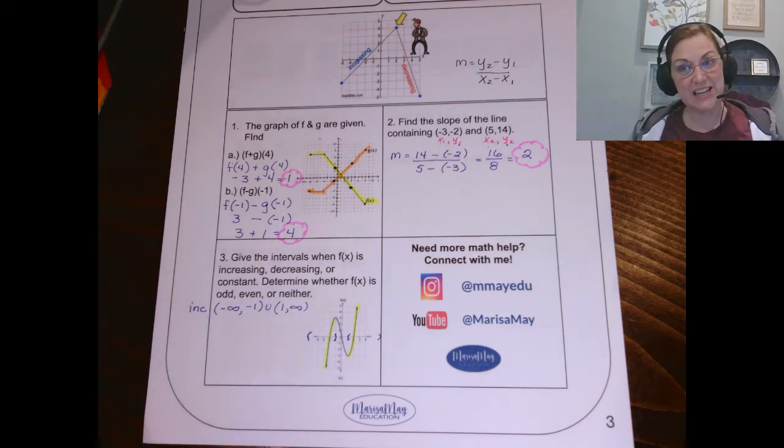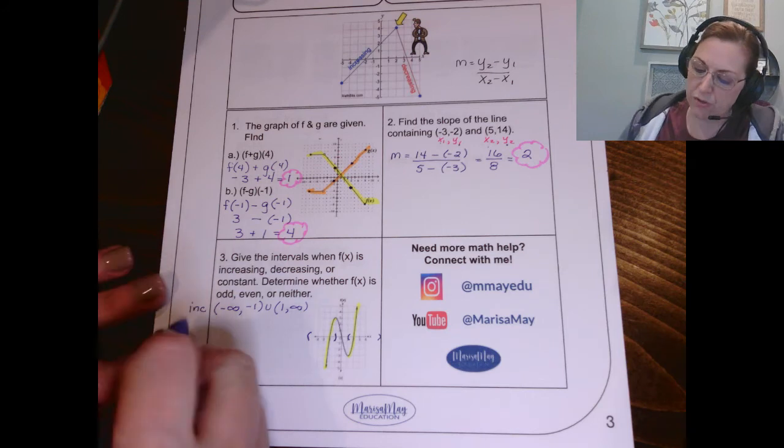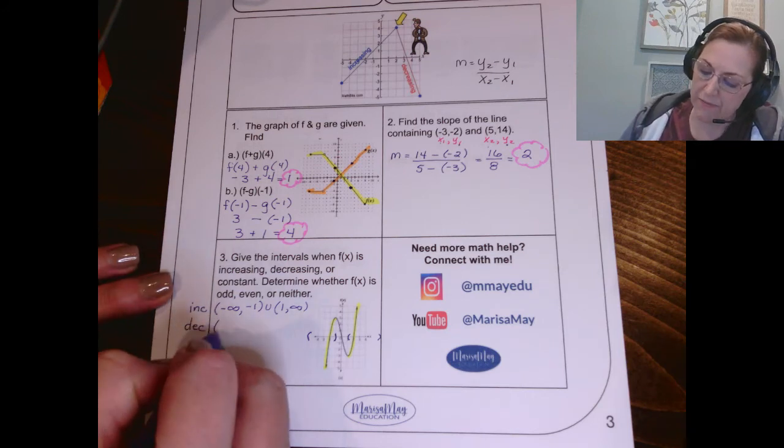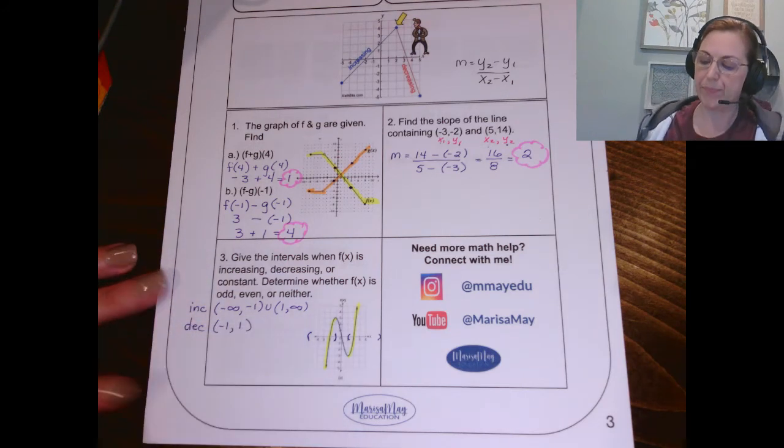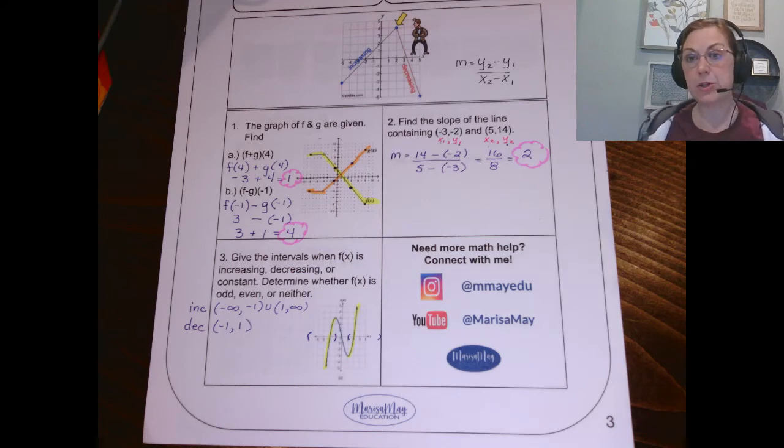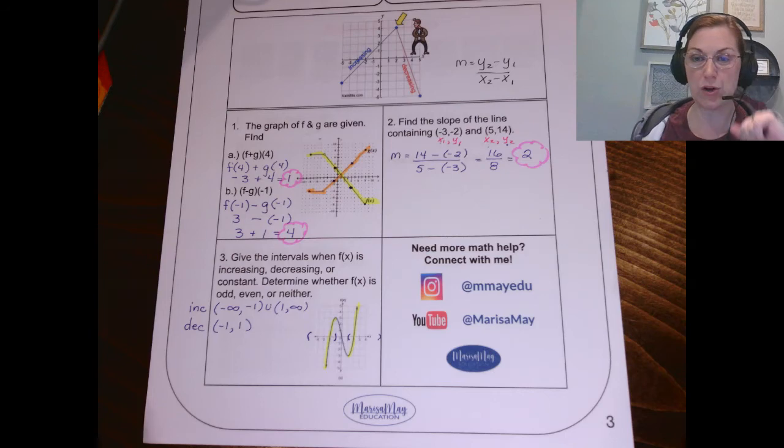And obviously the decreasing is then going to be in the middle. So I'll say that it decreases from negative 1 to 1. This particular function is not constant because it doesn't have a horizontal component, a horizontal piece to it. So then our last piece is to identify whether it's odd, even, or neither.